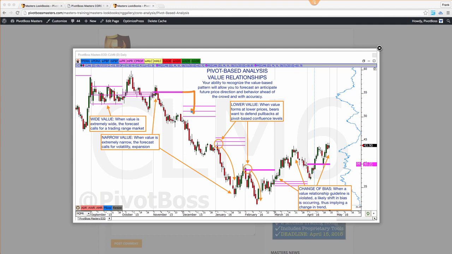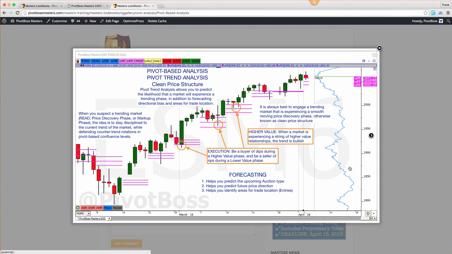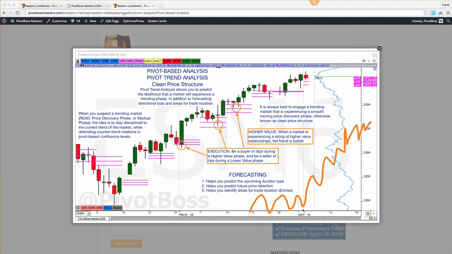When the market is exhibiting these types of clean market structure, these types of principles have higher odds of success. So this is pivot trend analysis, and this is pivot trend analysis with clean market structure. This is pivot-based analysis and pivot trend analysis with regards to clean price structure. And again, remember the foundational market concepts. Price goes from accumulation to markup, then goes into a distribution, then goes into a markdown, right?